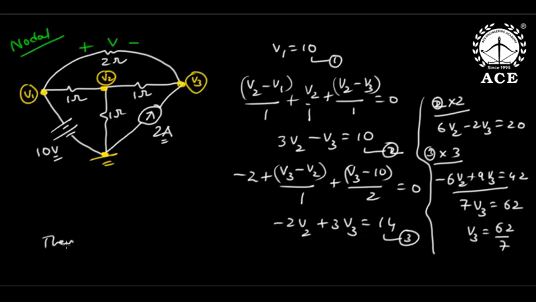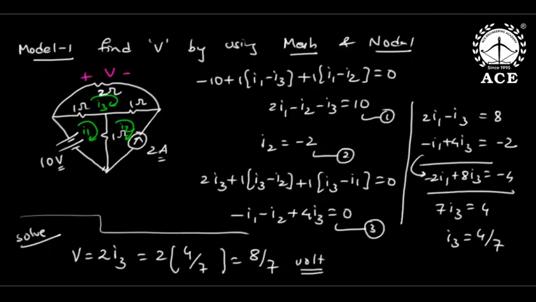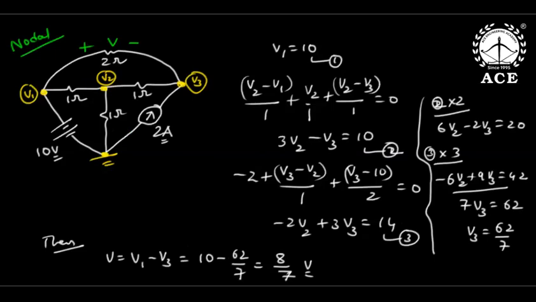Then I can write V is V1 minus V3. V1 is 10. 10 minus 62 by 7 is again 8 by 7 volts. See, sir, we got the same answer. 8 by 7 volts. Previously also 8 by 7 volts. Look at the equations, everybody.